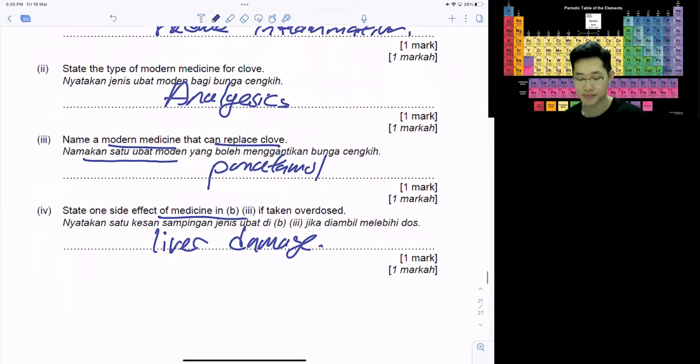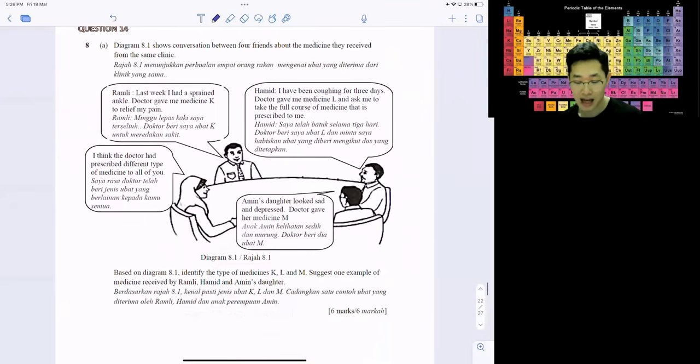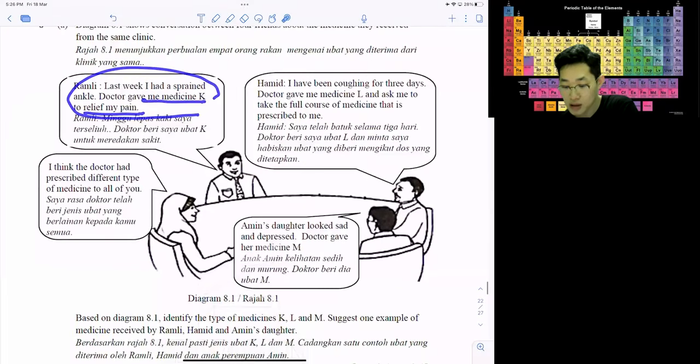Liver damage. Paracetamol, Panadol, liver damage. Okay, they are having a meeting and they say, the doctor gave me medicine K to relieve my pain, analgesic. Coughing for 3 weeks, gave me medicine L and asked me to take the full course.